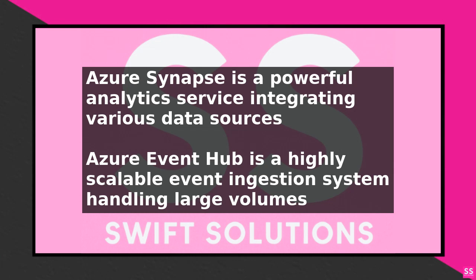Step 1. Understanding key concepts. Before we begin, it is essential to understand the key concepts involved in this process. Azure Event Hub is a highly scalable event ingestion system that can handle large volumes of data. Azure Synapse, on the other hand, is a cloud-based enterprise data warehouse that allows you to integrate and analyze data from various sources.